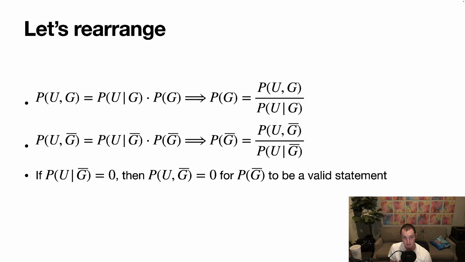If the probability that the universe exists conditioned on God not existing is 0, as the theist will probably argue, then the probability of the universe existing and God not existing would have to be 0 for the probability of God not existing to even make any sense. And this is where it's kind of funny.